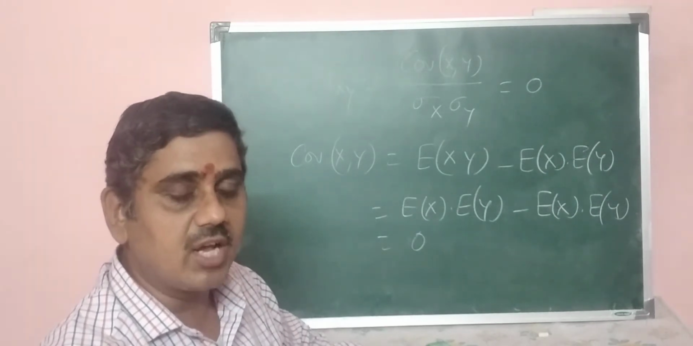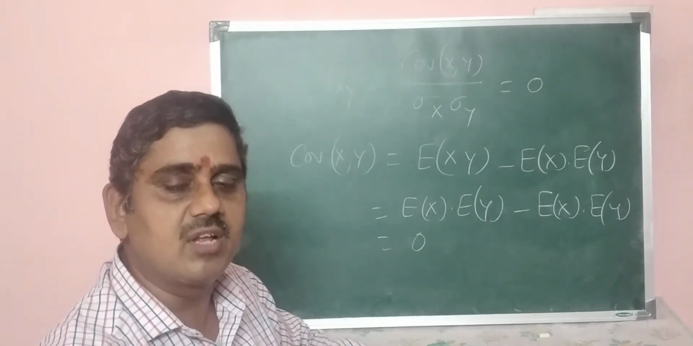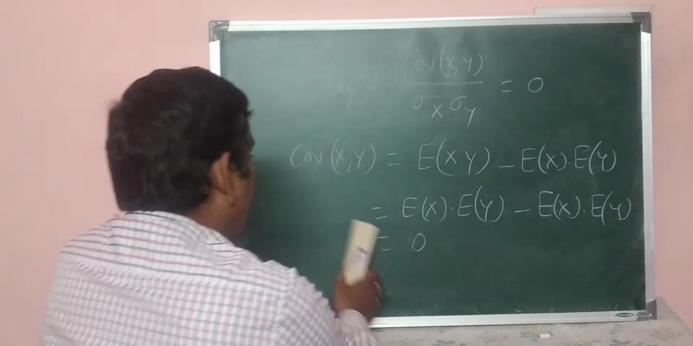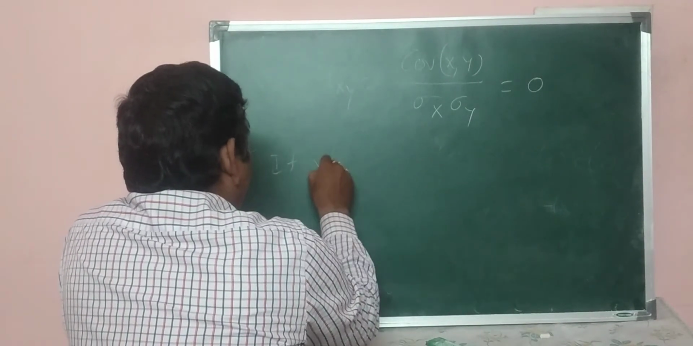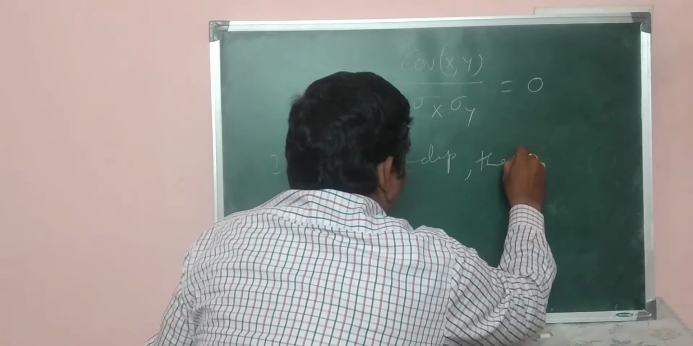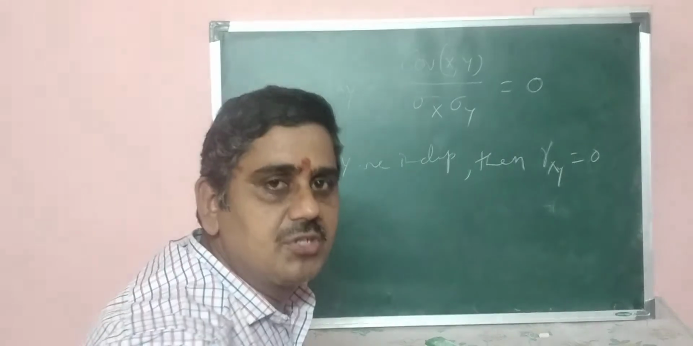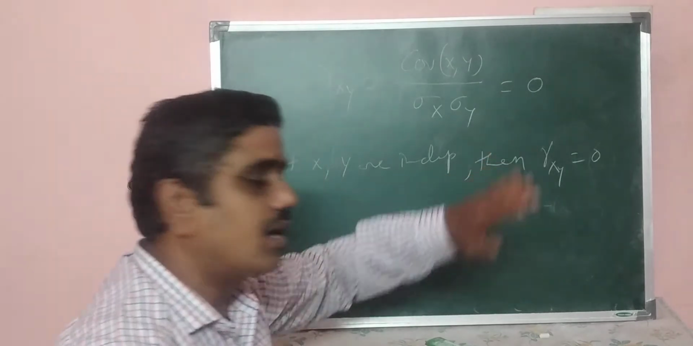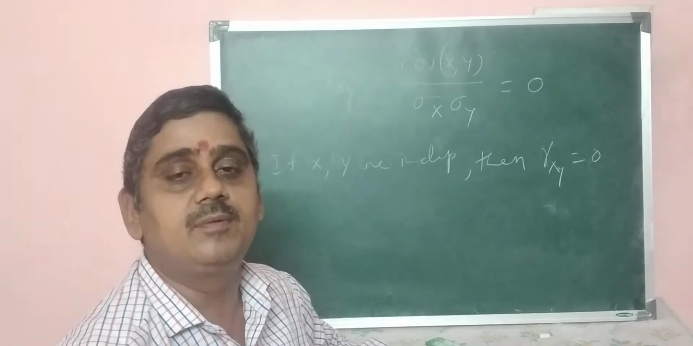Or else we can specify, two independent random variables are uncorrelated, which means I write in this particular fashion: if x and y are independent, then Rxy is equal to 0. There is no correlation. That is, two independent random variables are uncorrelated, simply to specify.